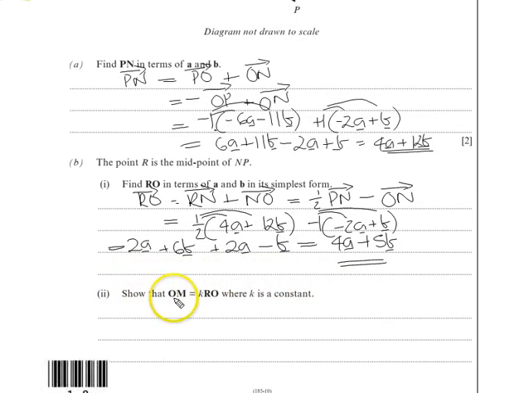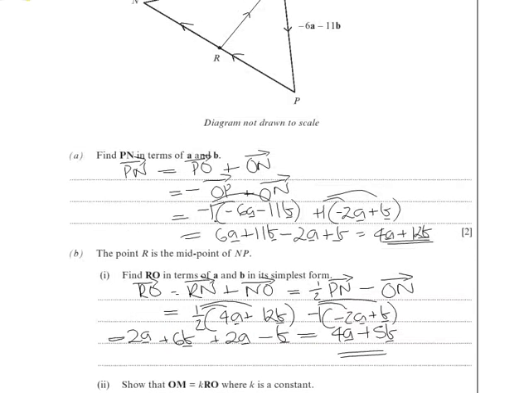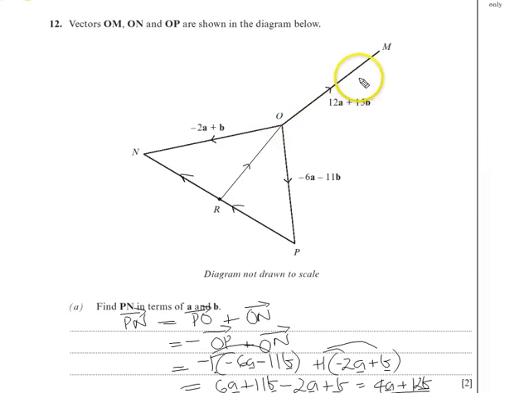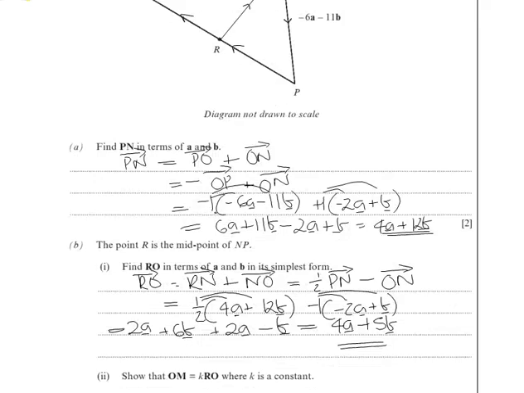Show that OM equals k RO, where k is a constant. So OM, let's have a look at that. O to M. Is it given in the notes? Yeah, there it is there. So that's 12a plus 15b. So we can write that down straight away. 12a plus 15b.